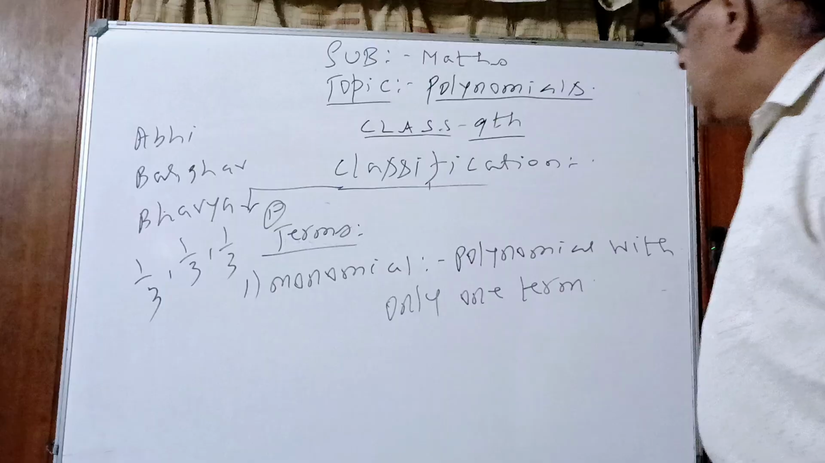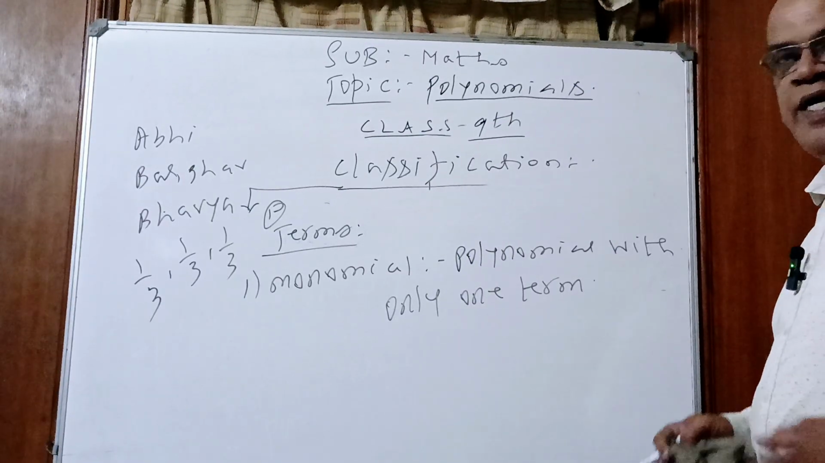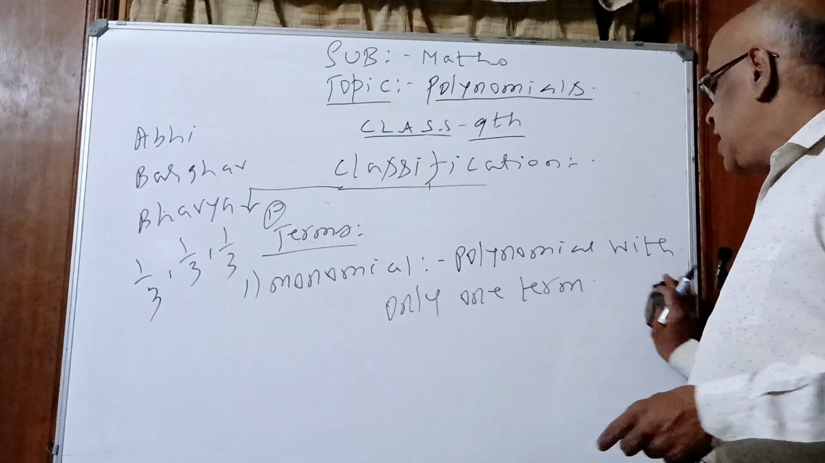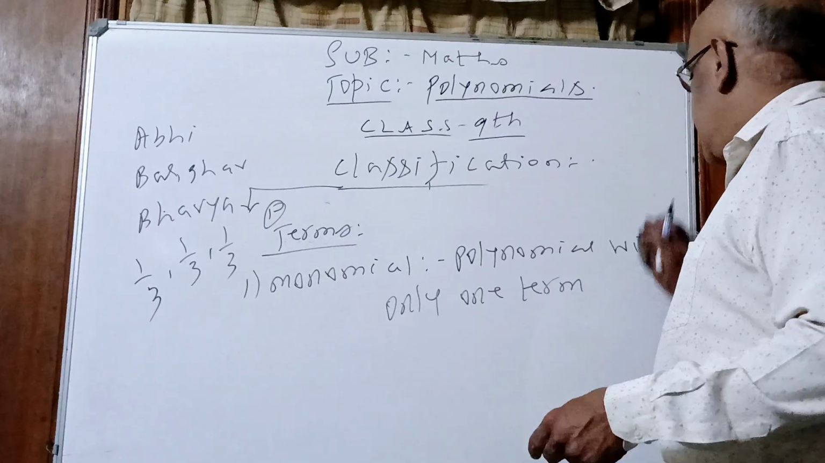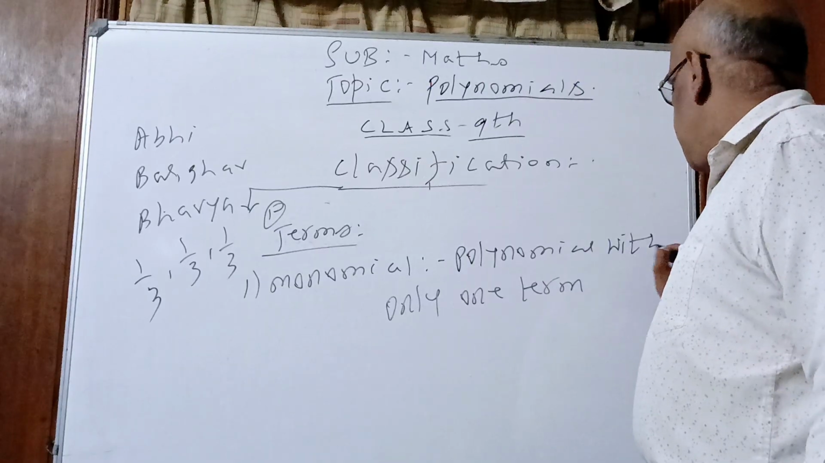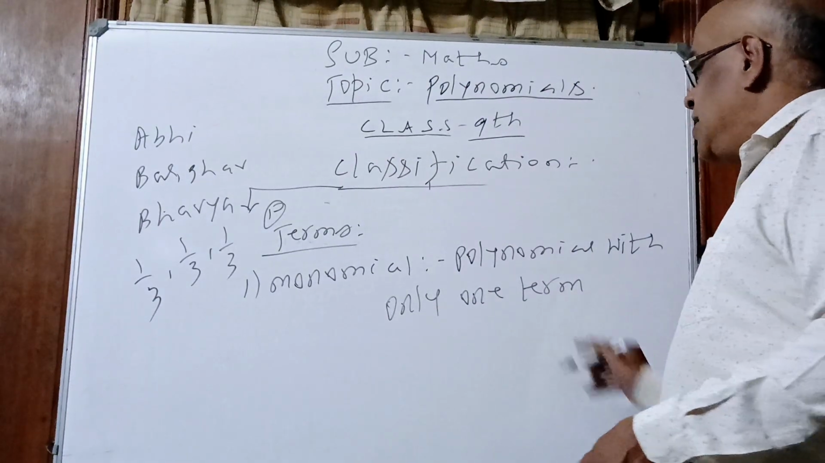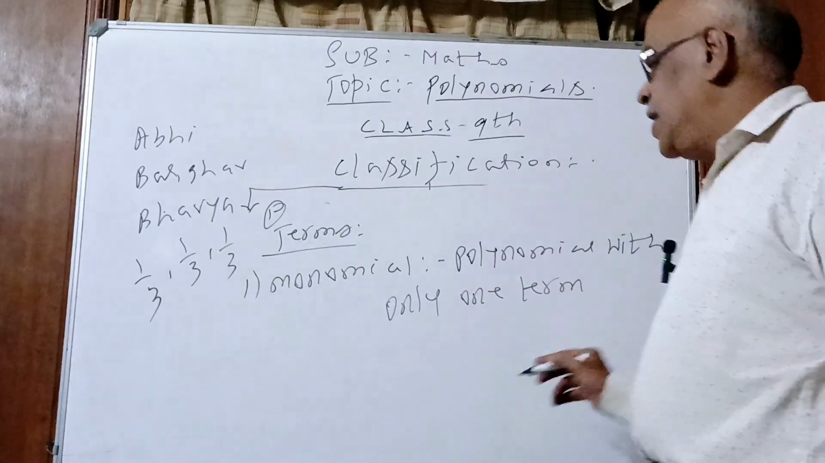So term means what? Part. In Hindi we say हिस्सा. So, मैं अपने परिवार का हिस्सा हूँ. I'm a part of my family. First time I'm using a Hindi word. So monomial is what? Algebraic polynomial with only one term.